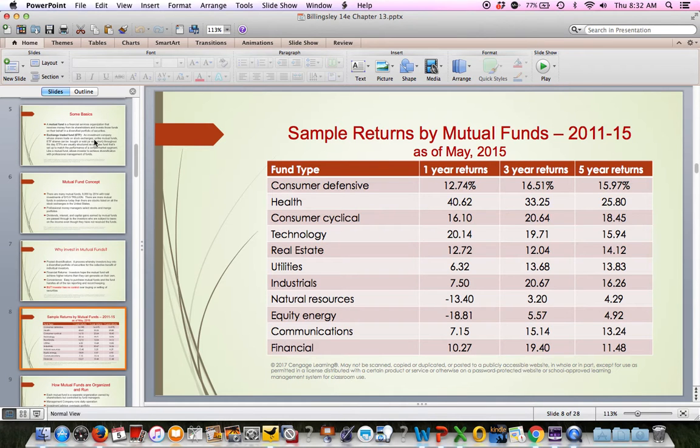Just some examples of mutual fund returns based here on fund type. You can see there's all kinds of types. There's more types than I've mentioned, but you can buy types based on stocks in a certain industry or segment of the economy also, and you can see what those returns are.